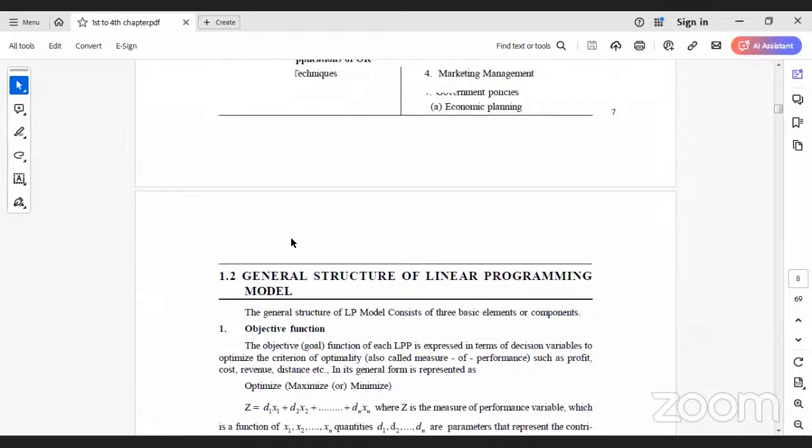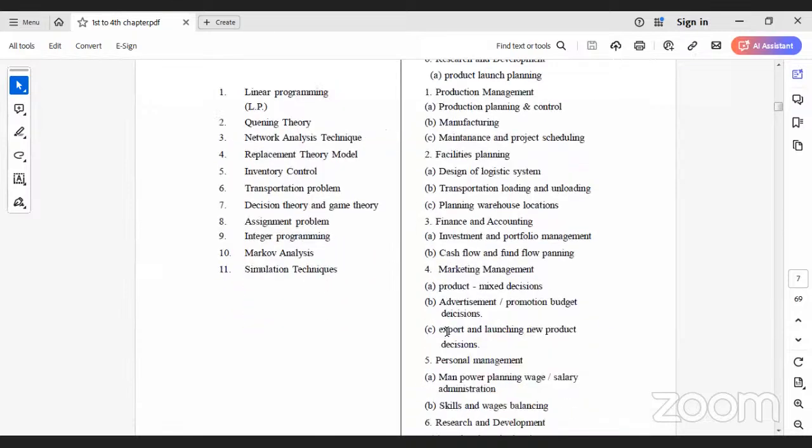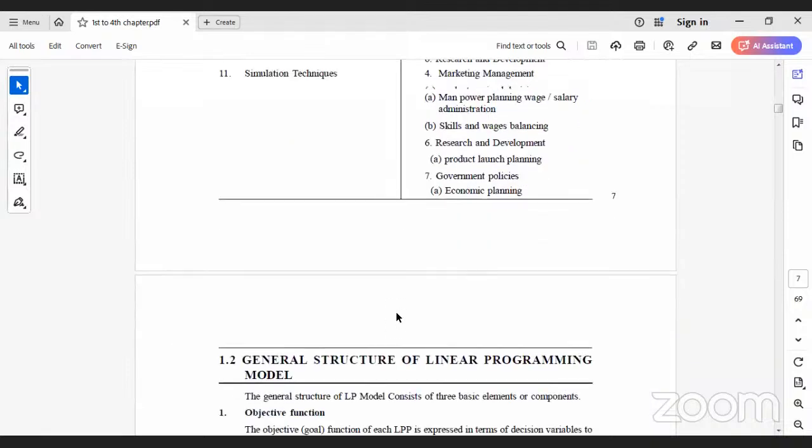These are the most important OR tools. So first you have to write all these tools. And what is the impact on linear programming? What is the impact in queuing theory? What is network analysis? What is replacement? What is inventory control? All these application parts you have to write here. Clear? Komal, clear? Yes, sir.